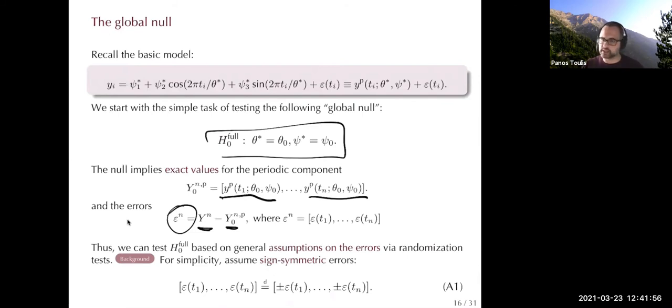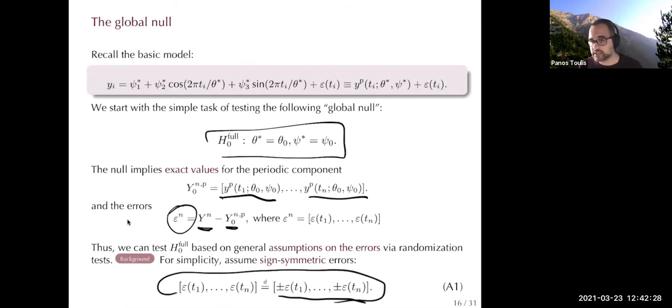For simplicity, let's make an assumption on the errors, that my errors are sign symmetric, okay? Which means that for any given observation times, if you flip the signs of the errors at random, they have the same distribution. That's a pretty weak assumption compared to assuming, let's say, that the errors are independent Gaussian, right? When they're independent Gaussian, they're also sign symmetric. You can change their signs and their distribution is invariant. But by making this assumption, we're actually allowing the errors to have heavy tails, and we're also allowing the errors to be heteroscedastic.